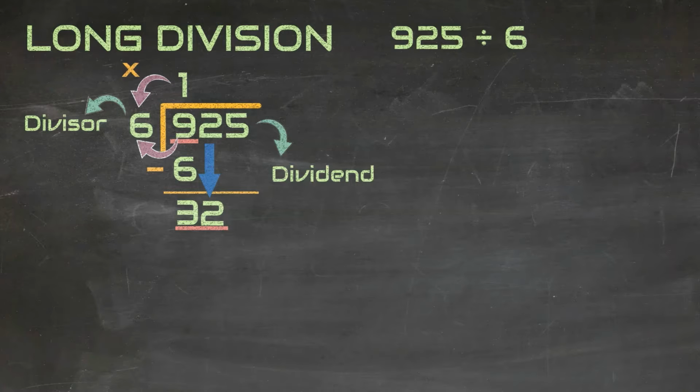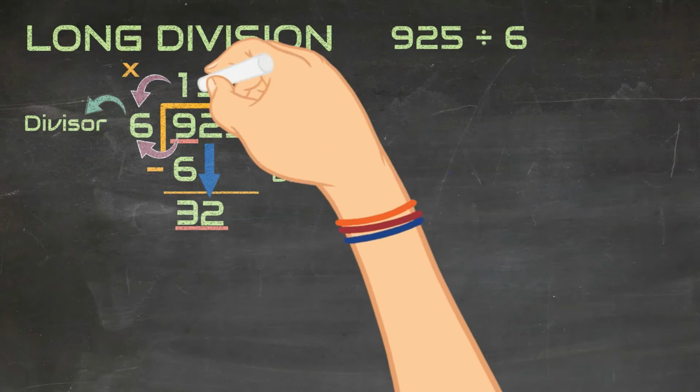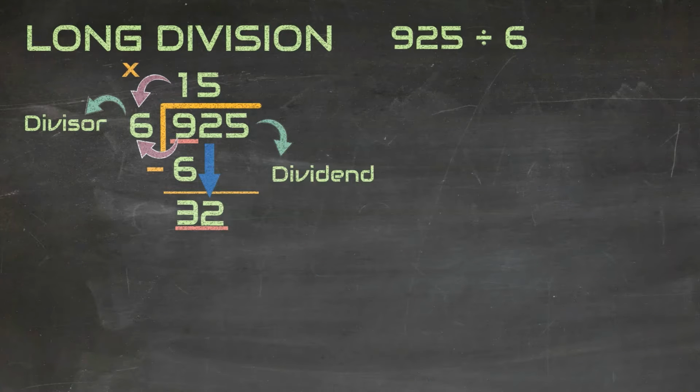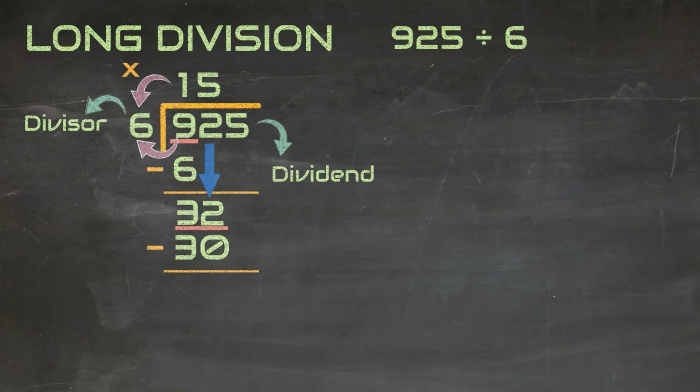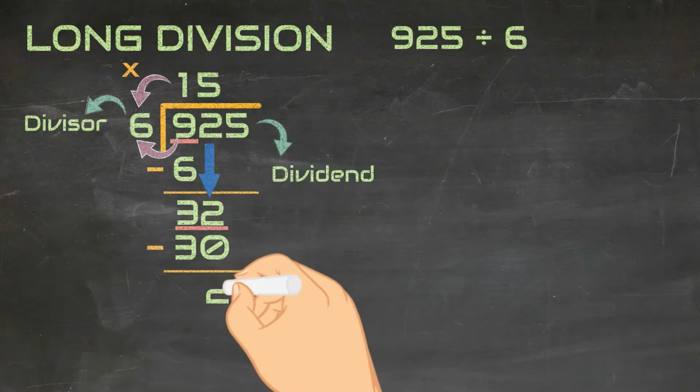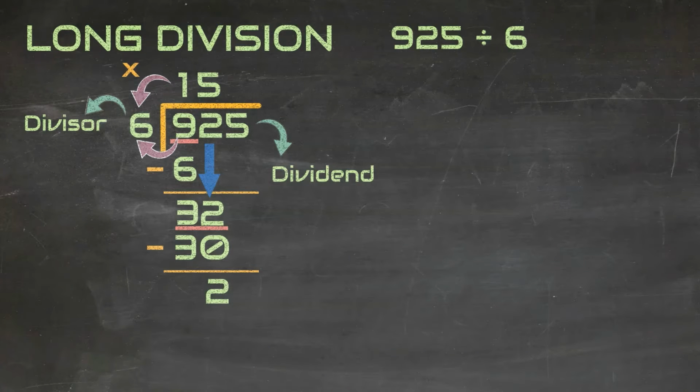How many 6 can we take from 32? Let's try 5. Write 5 on top and aligned with 2. 5 is then multiplied by 6. 5 times 6 equals 30. The product is then written below and aligned with 32. The difference between 32 and 30 is then taken. 32 minus 30 equals 2. 2 is less than 6, and this means 5 is the correct quotient of the second iteration.